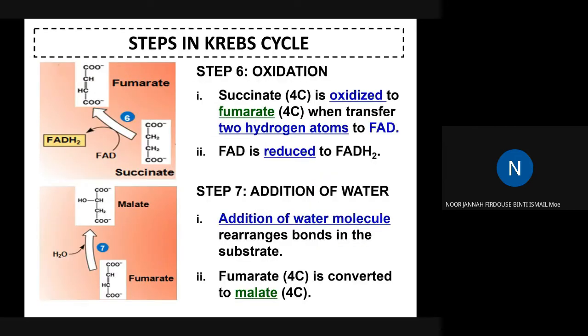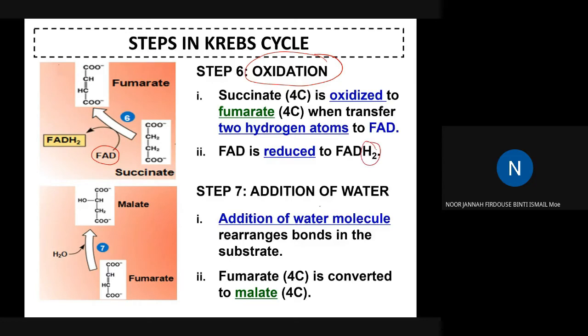Next is conversion of succinate to fumarate through oxidation process. So the oxidizing agent here is the FAD. Remember, FAD is also a cofactor. FAD is a cofactor, but it's not a coenzyme. It is an example of prosthetic group. So FAD will oxidize succinate to fumarate by receiving hydrogen molecule. So FAD will be reduced to FADH2.